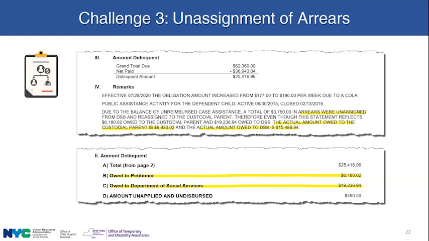So it does differ from what the figures on the account statement say if there are unassignments of arrears, and that difference will be stated in the remarks. So we ask that you look at the remarks to know specifically what amount of money is owed and to who.